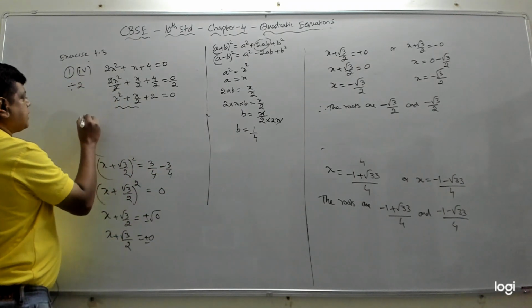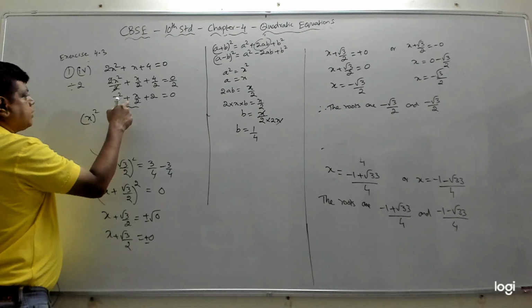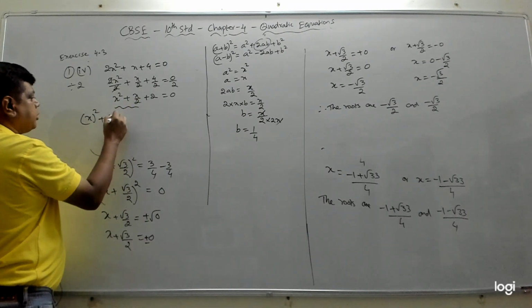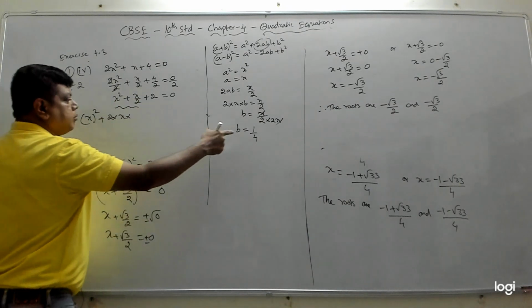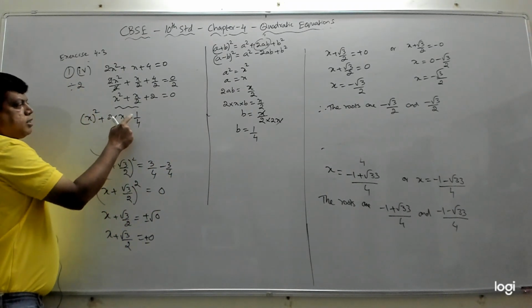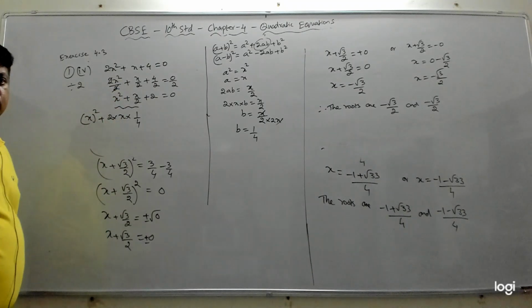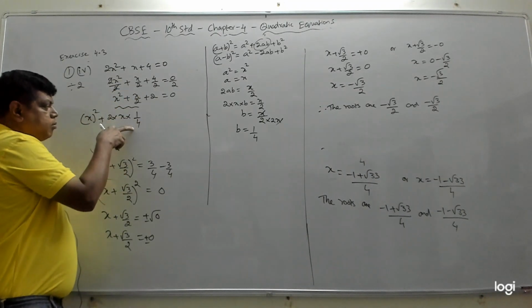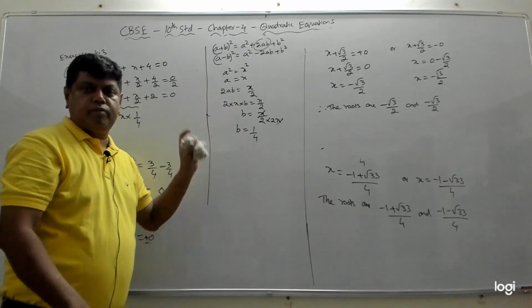So I will write this as a square plus x by 2 can be written as 2ab. 2 into a is x into b, b is 1 by 4. Now if you multiply all the three, 2 into x into 1 by 4, you will get back x by 2. We are just rewriting x by 2 in the form of 2ab. That's why we are finding a and b.